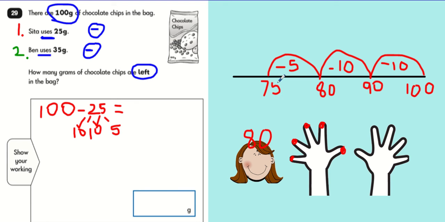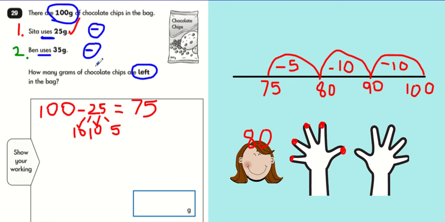And you might start to know now, children, that when you've got a number that ends in a 0 and you take away a 5, what you land on is going to end in a 5, isn't it? Because we've taken away 5, which is half of 10. But you might have to use your fingers, which is fine. So Sita leaves 75 grams in the bag, doesn't she, when she's finished off? So we've done our step 1.